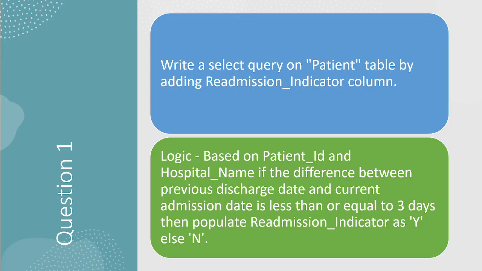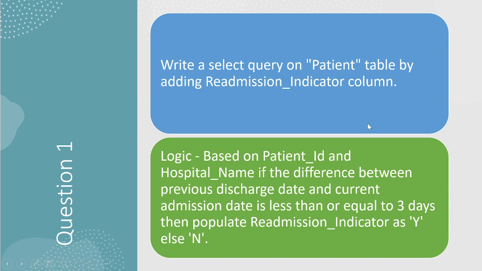So write a select query on patient table by adding readmission indicator column. So we need to write a query on patient table. We need to add a new column that is readmission indicator. So how do we add that based on what logic? We need to add that column based on patient ID and hospital name. If the difference between previous discharge date and current admission date is less than or equal to 3 days, then we have to populate that particular column readmission indicator as yes, else no.